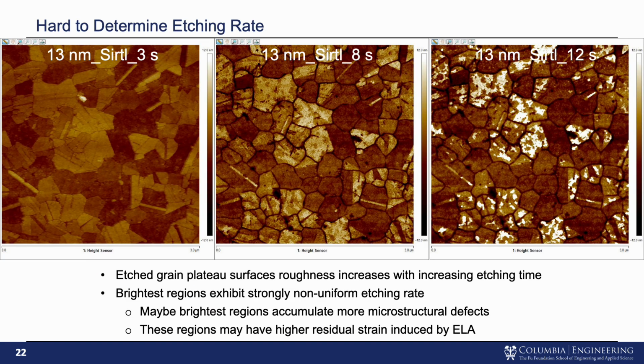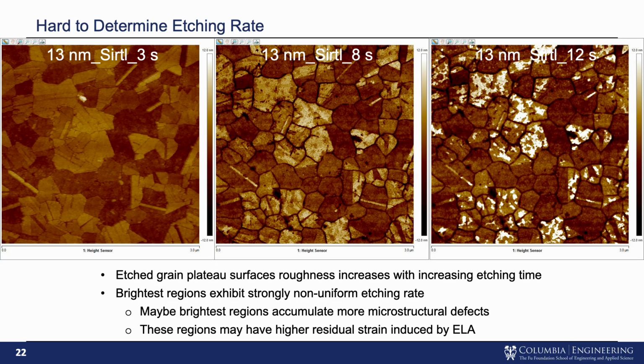In this slide, I want to explain why it is difficult to extract the etching rates from this sample, even though we are tracking the exact same region. At the top, it's the same tracked AFM area after 3, 8, and 12 seconds of stir etching. Visually, we can already see that the surface evolution is not uniform. Some areas remain relatively smooth, while other areas become much rougher as etching time increases.